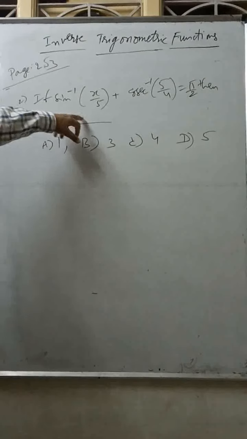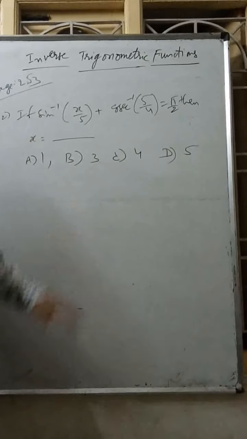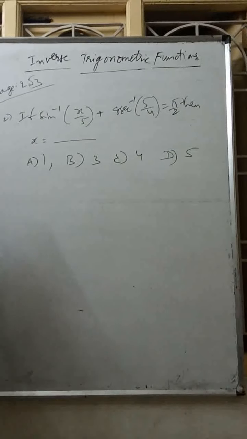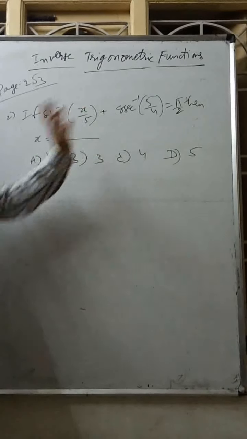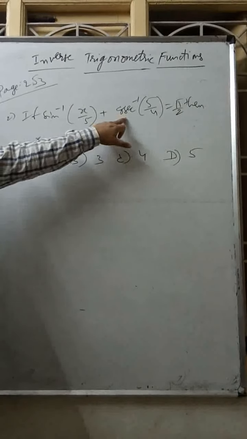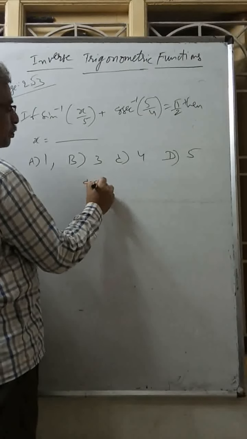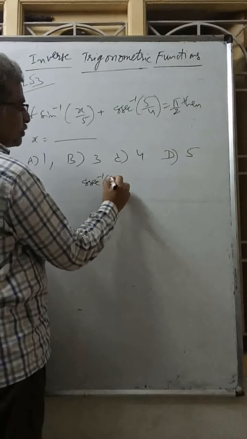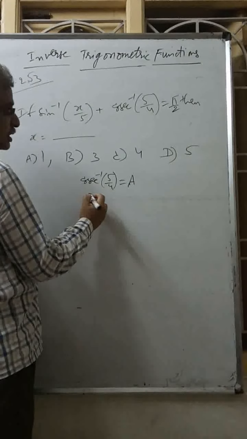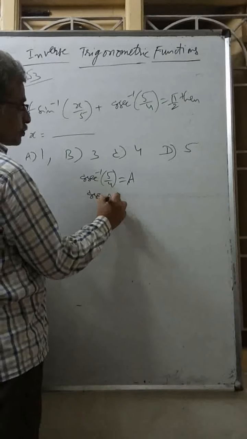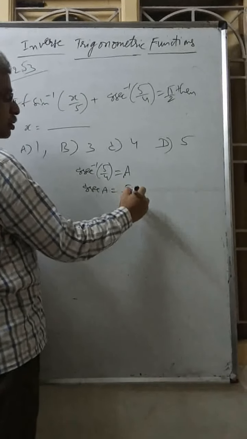If sin inverse x by 5 plus cosecant inverse 5 by 4 equals pi by 2, then find x. You can do this very simply. Sin inverse x plus cos inverse x is pi by 2, but not cosecant inverse. So convert cosecant inverse in terms of cos, same as the previous method. If cosecant inverse 5 by 4 equals A, then cosecant A equals 5 by 4. So hypotenuse by opposite.